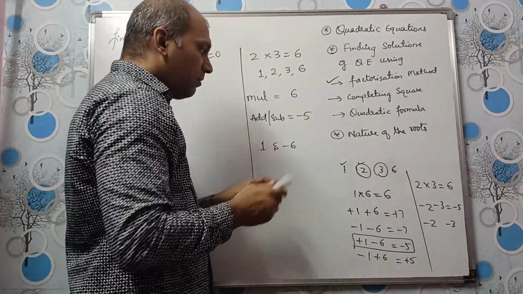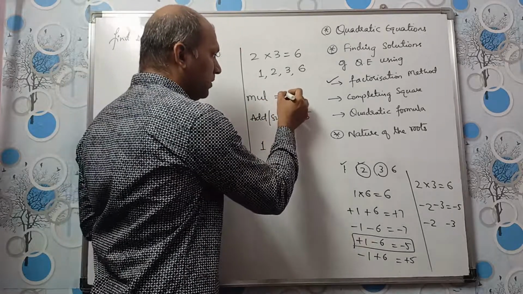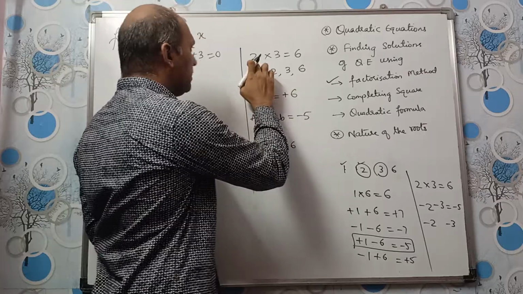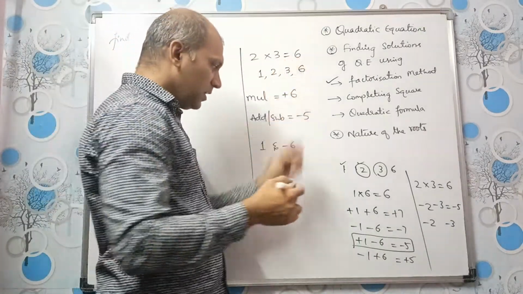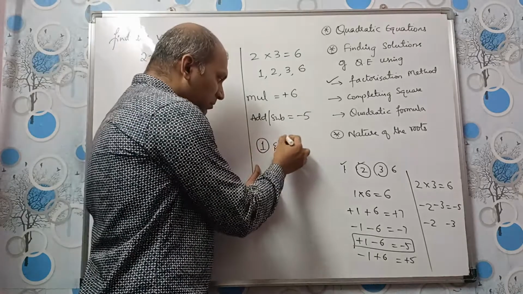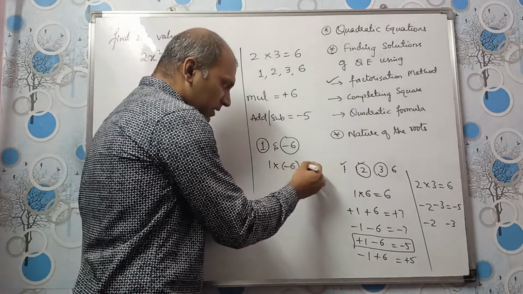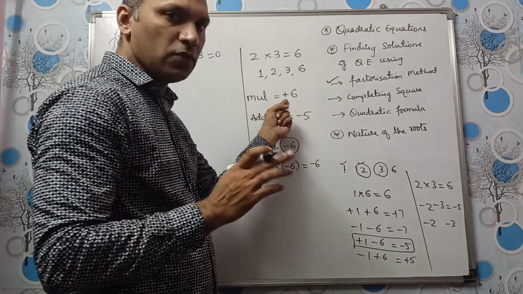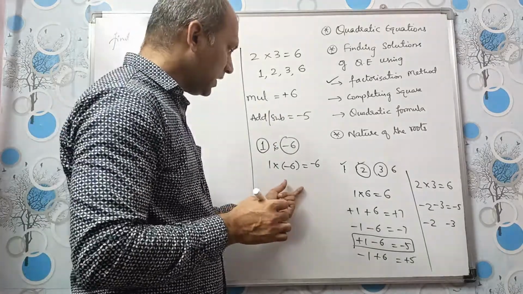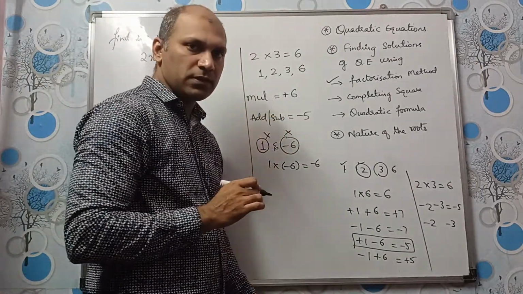Multiplication should be minus 6 or plus 6 here? It should be plus 6. See, we have plus 2, plus 3; if you multiply, plus 6 should come. But when we multiply the numbers 1 and minus 6, the result is minus 6. Do we need minus 6? No, we need plus 6. So 1 and minus 6 also we cannot take.